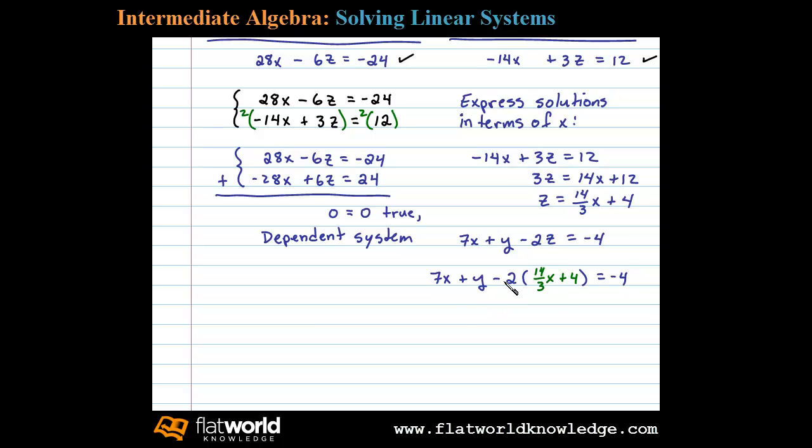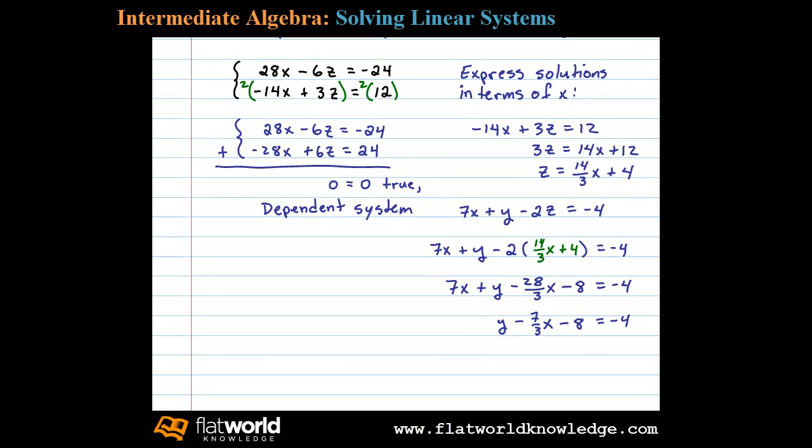Let's begin by distributing this negative 2. And that leaves us with 7x plus y minus 28/3 x minus 8 equals negative 4. Now 7x minus 28/3 x is minus 7/3 x. And then minus 8 equals negative 4. Now adding 8 to both sides, we have y minus 7/3 x equals 4. And then finally y equals 7/3 x plus 4.